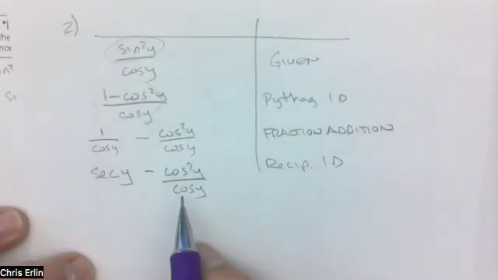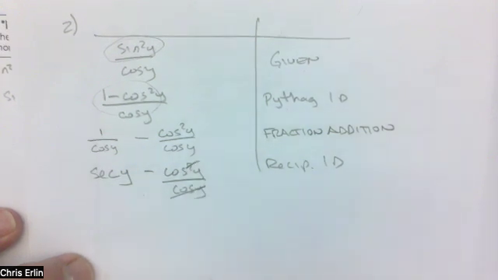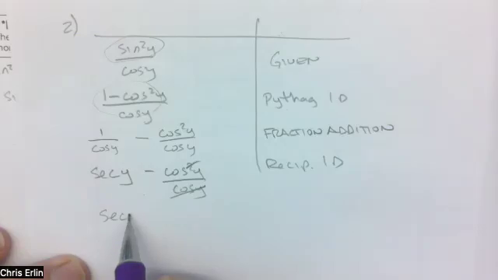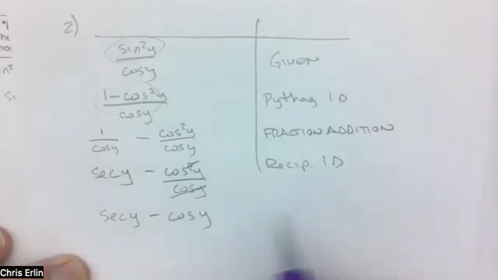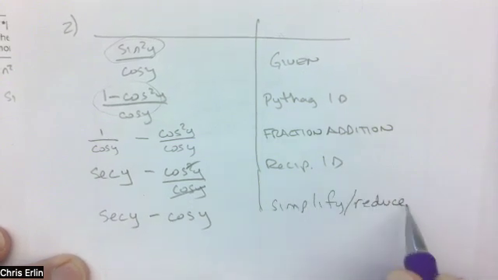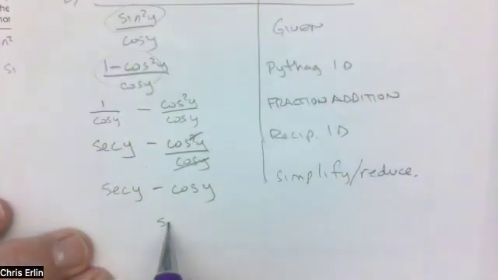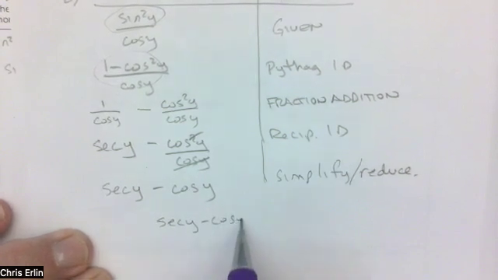Can I clean this up a little bit? If I've got cosine squared over cosine, what happens? That cancels, leaving me just with secant y minus cosine of y. And I'm just going to say simplify or reduce. And again, you could, if you wanted to, say that secant y minus cosine y is equal to what I was trying to get to. I made it so that they're the same.